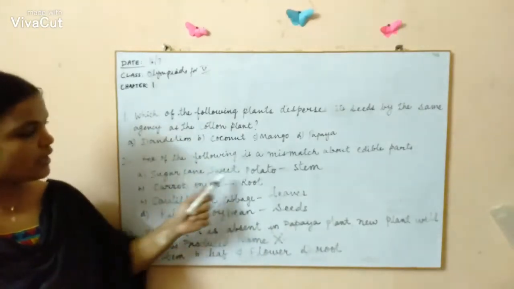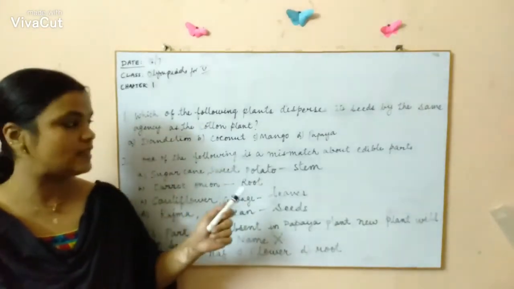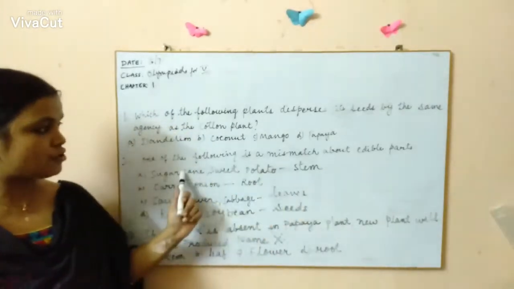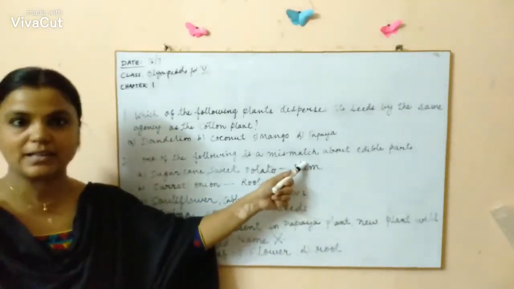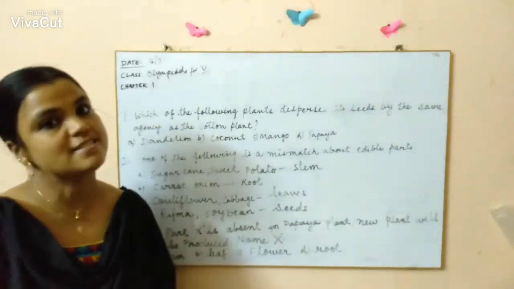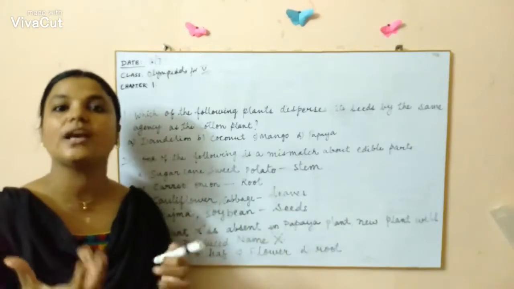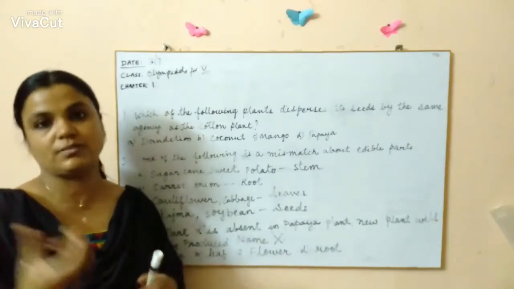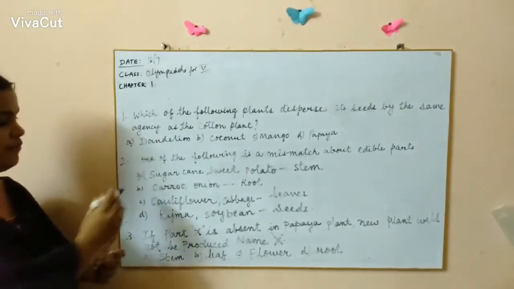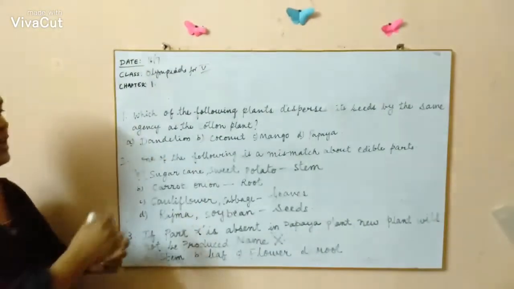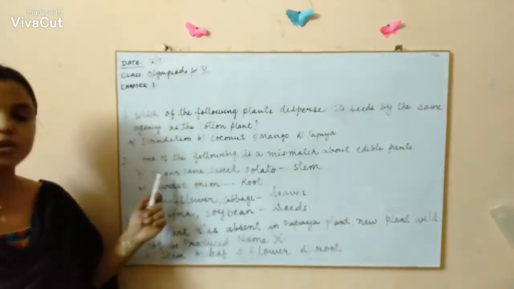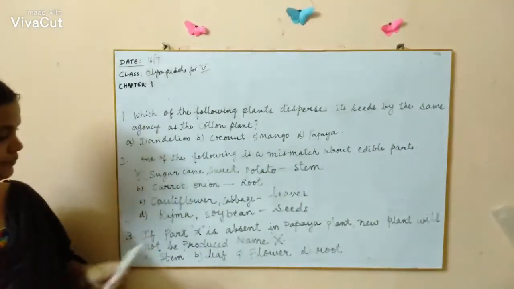So, sugarcane and sweet potato, if you see, in case of sugarcane, stem is the edible part, correct. But in case of sweet potato, it's not the stem that is edible. Sweet potato is actually a root. We eat the root, nothing but sweet potato. So, A is a mismatch. Because we are asked to find out the mismatch, right? The correct option is A, sugarcane.